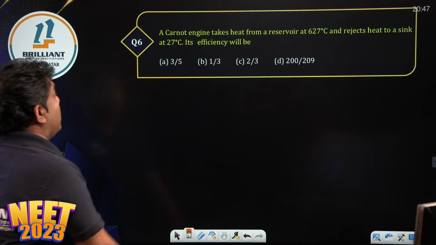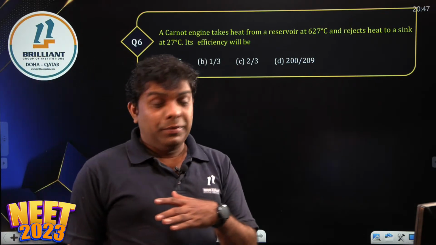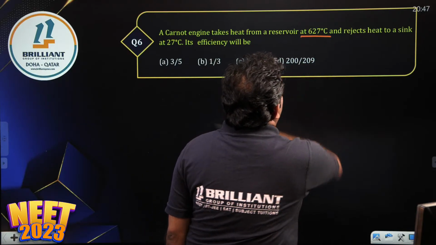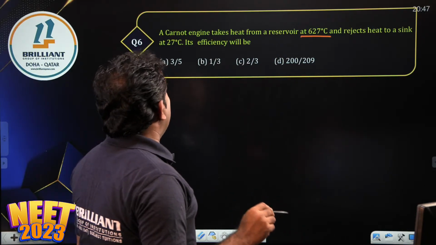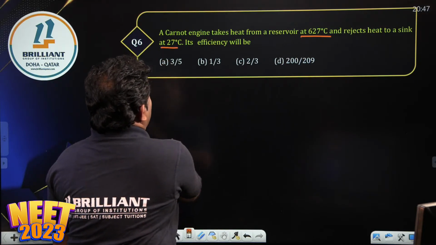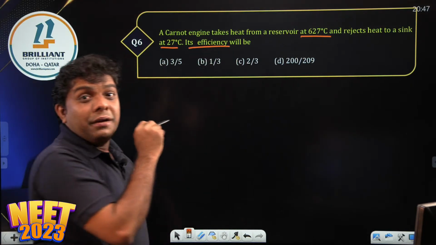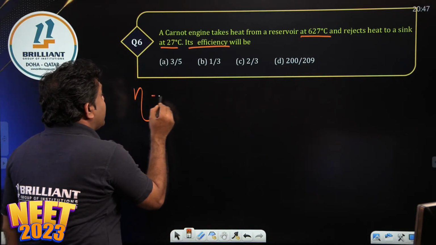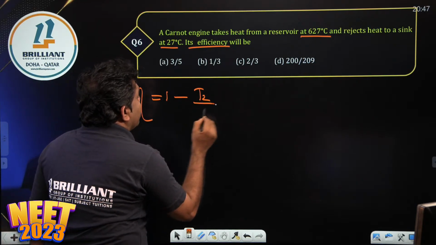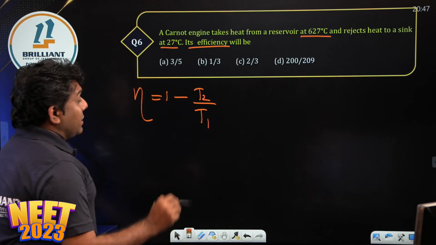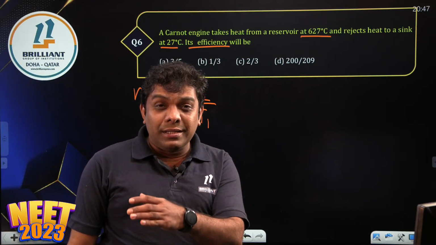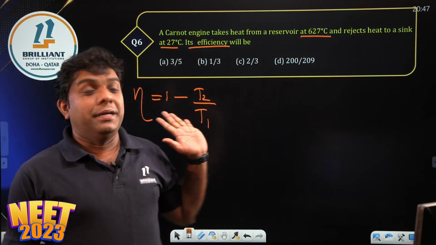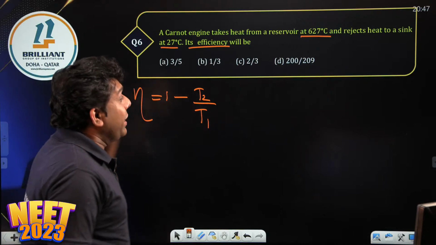Now we are explaining question 6. Look, a Carnot engine takes heat from a reservoir at 627 degrees Celsius and rejects heat to a sink at 27 degrees Celsius. What is the efficiency? We know the efficiency of a heat engine, Carnot engine we studied: eta is equal to 1 minus T2 by T1. As before, here also in the Carnot engine T2 will be the lower temperature and T1 will be the higher temperature. Convert that into Kelvin, it's a must.